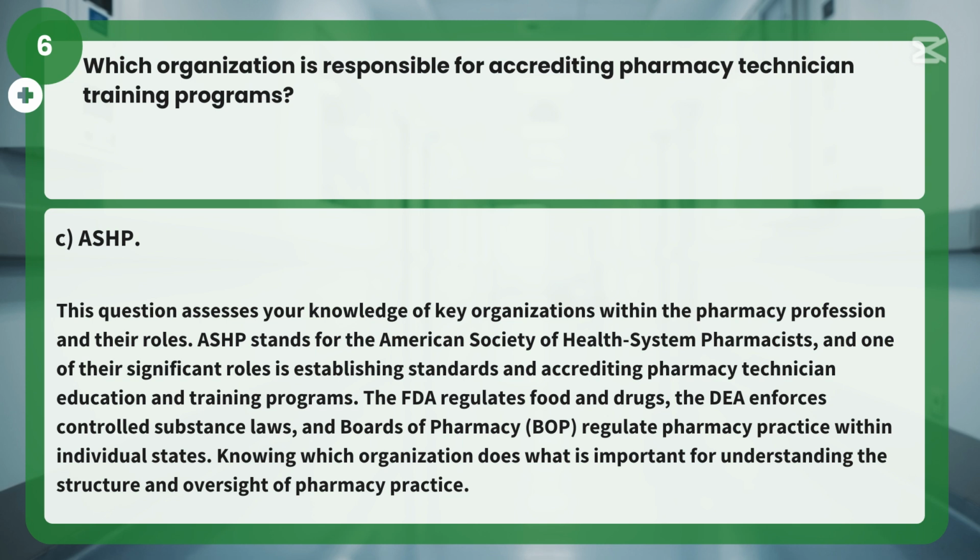The FDA regulates food and drugs, the DEA enforces controlled substance laws, and boards of pharmacy, BOP, regulate pharmacy practice within individual states. Knowing which organization does what is important for understanding the structure and oversight of pharmacy practice.